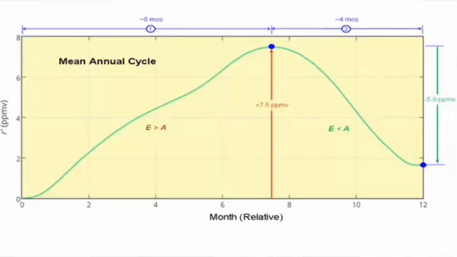Notice the residual after each cycle of the annual cha-cha is 1.6 ppmv. Ring a bell? It's identical to the trend of CO2. If we can understand one, we probably understand the other.